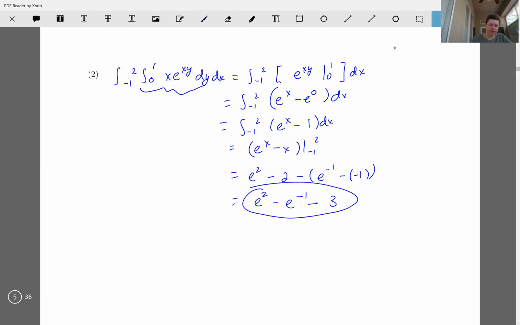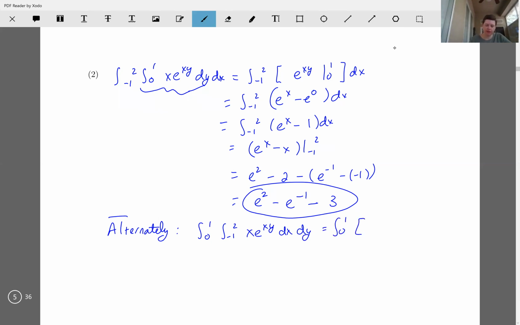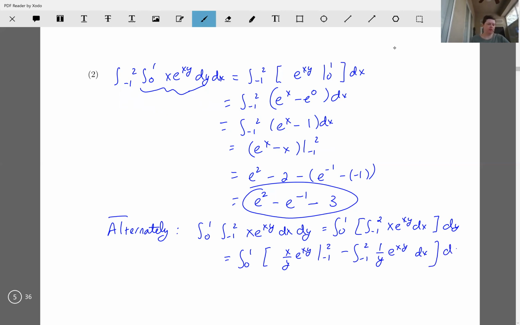Now, suppose I wanted to do it the other way, right? I wanted to do the integral with respect to x first because I'm a glutton for punishment. We would have had to integrate by parts, right? Because we're looking at this guy. So when we integrate it by parts, we would get x over y e to the xy from -1 to 2 minus the integral from -1 to 2 of 1 over y e to the xy dx dy.